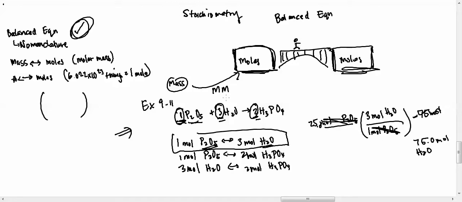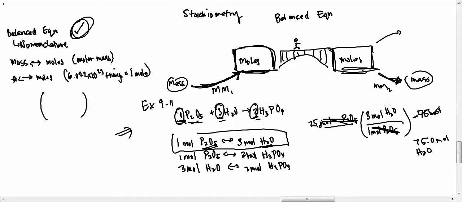Or I could be a punk and say, well, I was starting off with the mass of something, and I want to get the mass of something else in the end. So that also requires a molar mass. Keep in mind that this molar mass is going to be different from this molar mass. This molar mass would be the molar mass of the substance going in. So in this case, it would be the P2O5. And this molar mass would be the molar mass of the water.